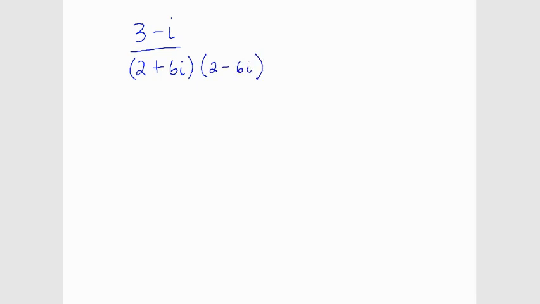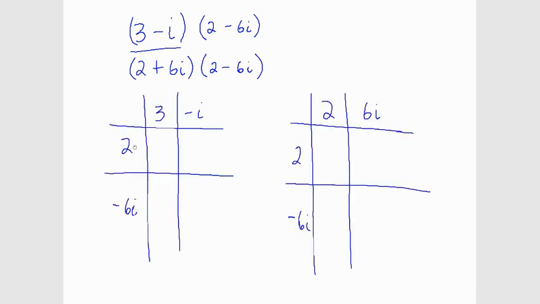But again, what I do to the bottom, I must do to the top, and what I do to the top, I must do to the bottom. So it's 2 minus 6i. And so what I've created is two binomial multiplications. So 2 times 3, that's 6. 2 times a negative 1i, that's negative 2i. Negative 6i times 3 is negative 18i. And the negative 6i times a negative i is a positive 6, and that's an i squared.